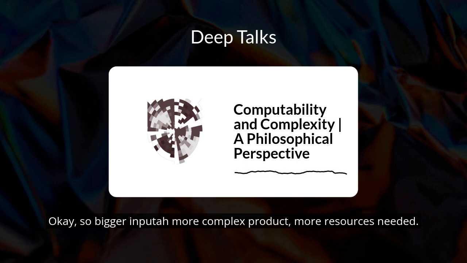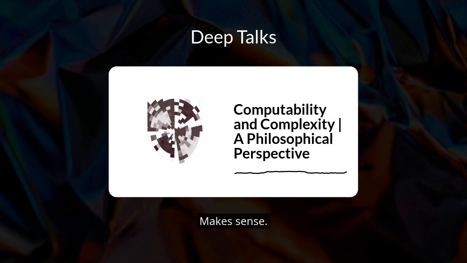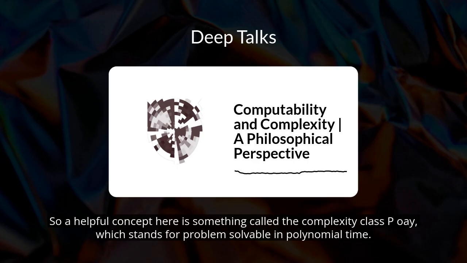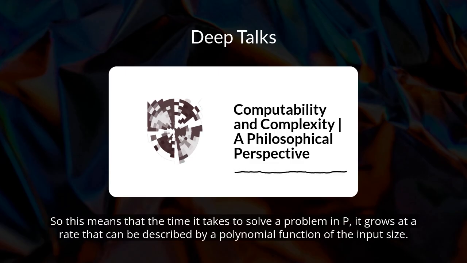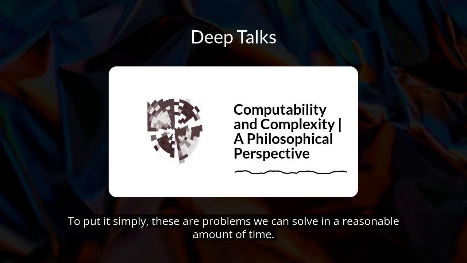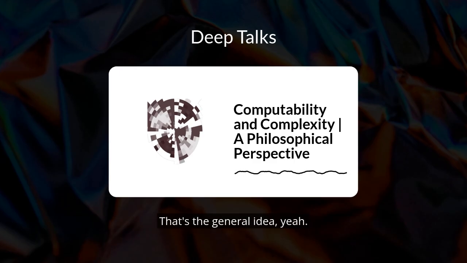Okay, so bigger input, more complex problem, more resources needed. Exactly. Makes sense. So a helpful concept here is something called the complexity class P, which stands for problems solvable in polynomial time. Polynomial time. Yeah, so this means that the time it takes to solve a problem in P grows at a rate that can be described by a polynomial function of the input size. To put it simply, these are problems we can solve in a reasonable amount of time. That's the general idea, yeah.